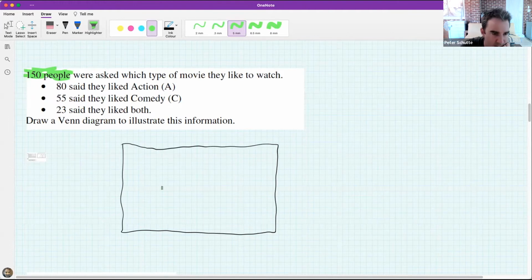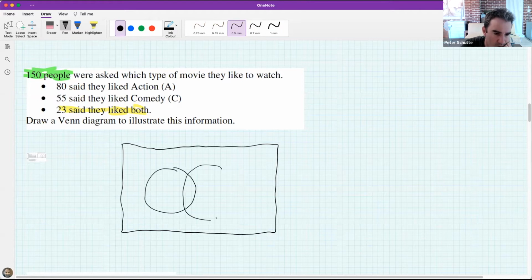So I'll give you a hint. I would probably say because 23 said they like both, you're definitely going to have a circle that overlaps like this. And you can have A, and then you can have C. And what I would do is I would start by saying, we know that 23 like both. Now, can you work out what the other regions need to have in order to answer this question?